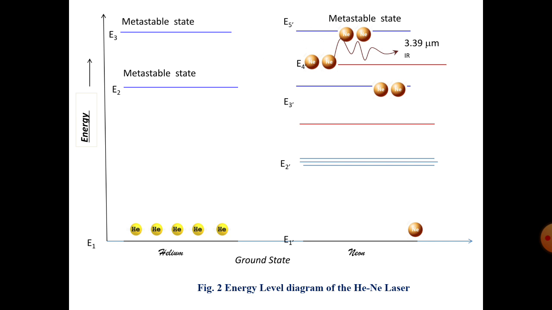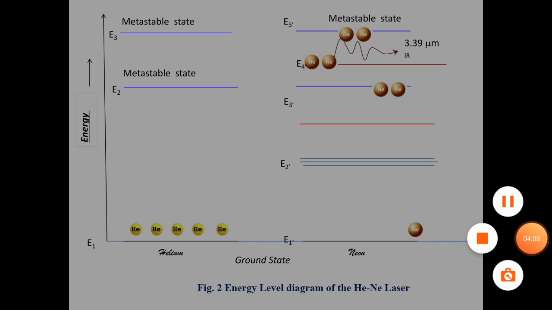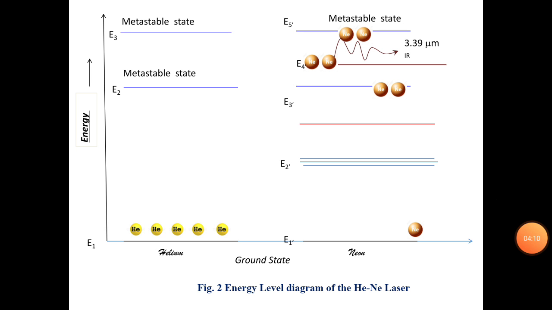The photon travels through the gas mixture. If the photon is moving parallel to the axis of the tube, it is reflected back and forth by the mirror ends until it stimulates an excited atom. Thus, it causes a fresh photon in phase with the stimulated photon. The stimulated transition is the laser transition and it is of 632.8 nanometer.